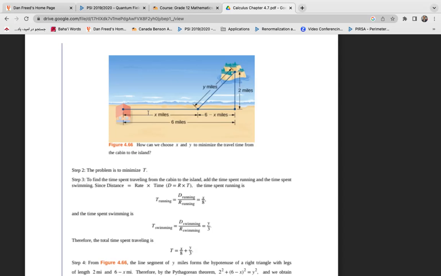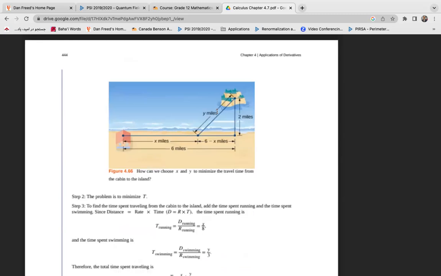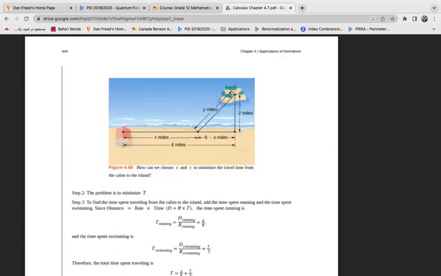So this is just a real world problem. There is no function given, nothing. But here you have to first compute the time.